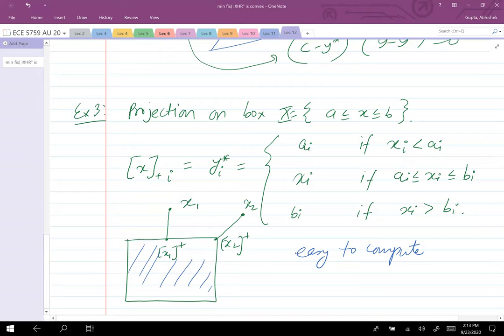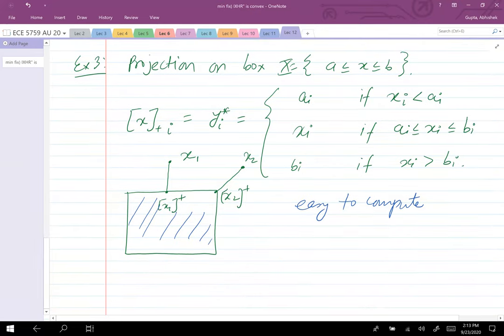I'm a little confused for the box set. Yes. So in the picture that you have drawn, the vector A would be like the bottom left corner. That's right. And the vector B would be the top right corner. That's right. So then we're saying that for X1, when you project it down, because it's greater than B, then it should be BI. Gotcha. Yeah. It's for the particular coordinate. That's right. Okay, coordinate. Yes.